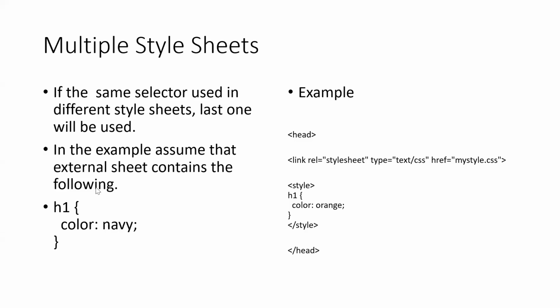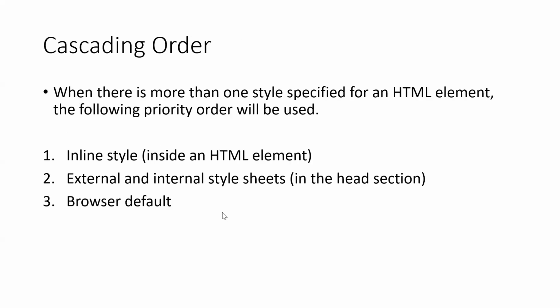So what you need to remember is, when you have multiple style sheets, here is how it goes. This order we call the cascading order. That means when you have more than one style, this is how it goes. If you have directly put something inside the HTML element, it gets priority. Priority means if you have inline, that is what is applied.